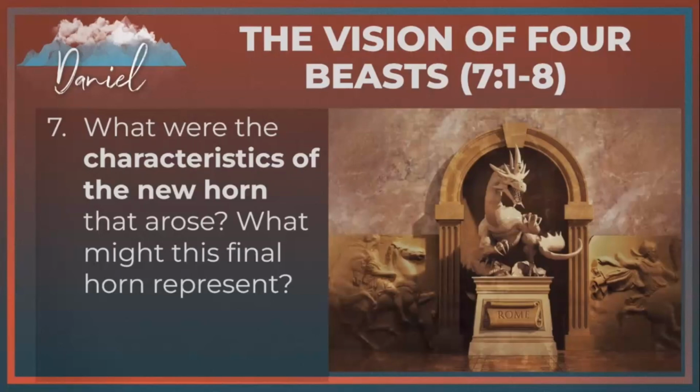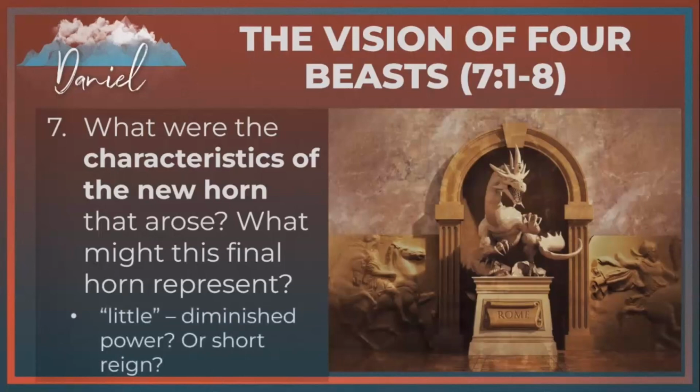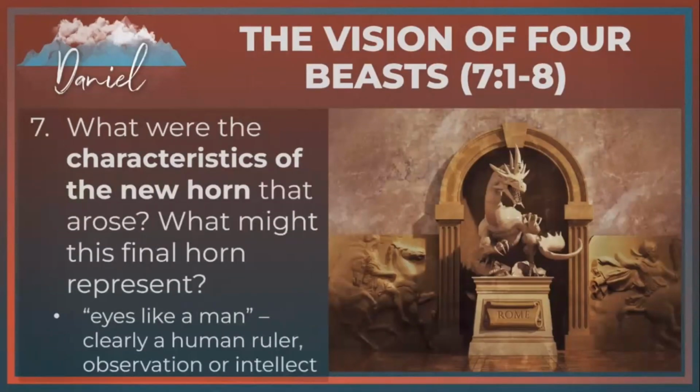It's what? It's a big talker, boastful, right? Arrogant. It's little though. That's interesting. It's not a bigger horn than the other ones. It is little. That's something to be said. Because it has eyes, like a human. So that's interesting. We're getting this human imagery again. Again, little could be less power, or it could just be a shorter reign. Time is going to be a big factor here. We'll see in a little bit. Eyes like a human. It's clearly a human ruler, if we weren't confused by that already.